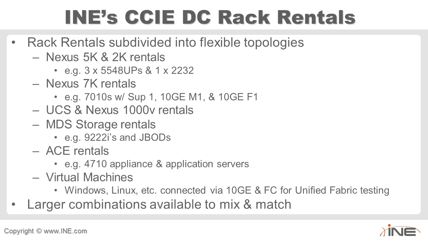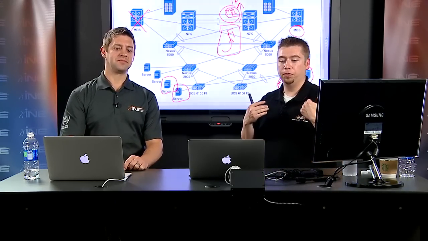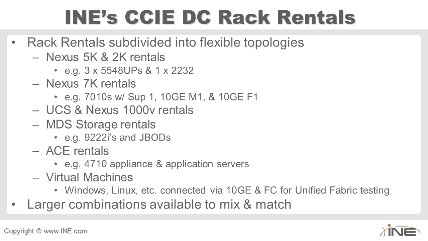Like in the case of the F1 M1 line card, we're talking $30,000, $40,000 a line card. Not to take into account the optics, the fibers, and everything. The fabric modules. So it really starts to add up when you piece these platforms together, and that's really the key of why we need to make the rack rentals as modular and flexible as possible, because you're not going to need the whole topology until you're at the very, very last step of your preparation.